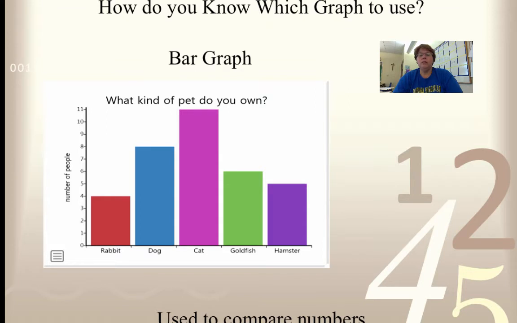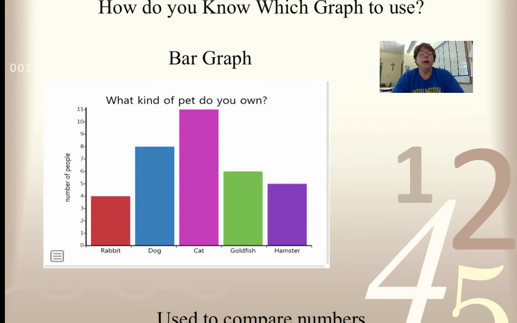In this particular graph, there is a comparison between the different kinds of pets that people own: a rabbit, a dog, a cat, a goldfish, and a hamster. So they surveyed a group of people, and they saw from this graph that most people had cats in their house. To compare what kind of pets are most popular, you would use a bar graph so you could show which one had the greatest amount.